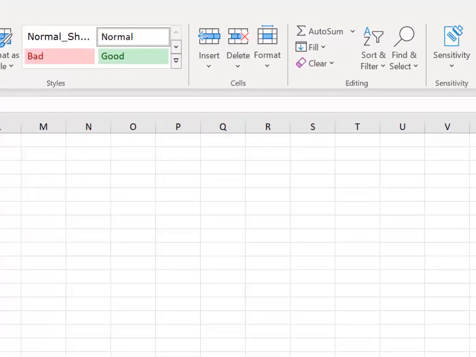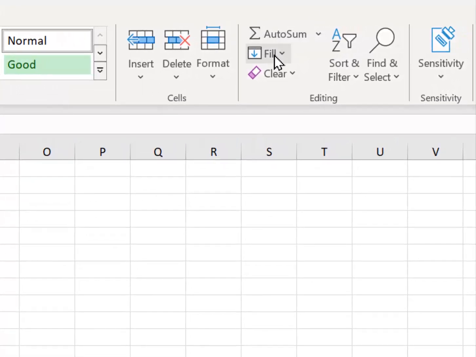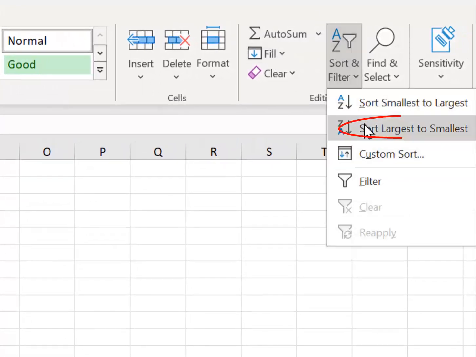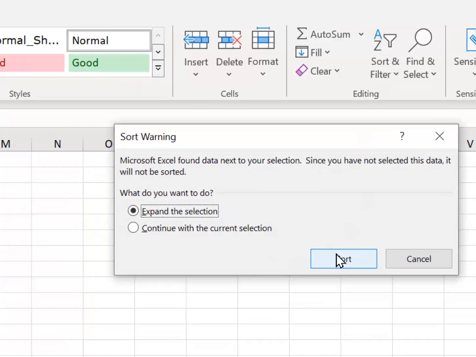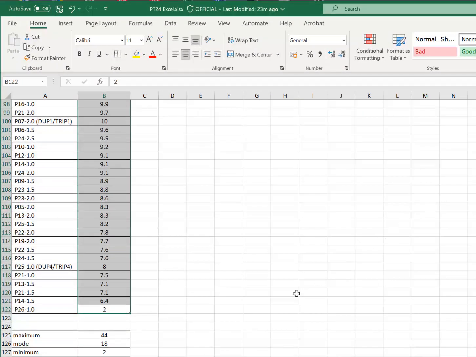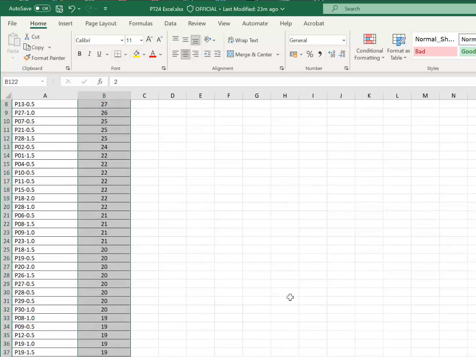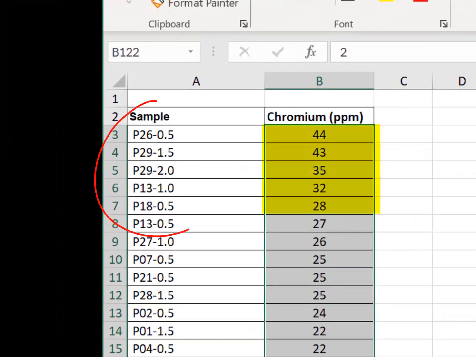Now to sort the data to find the sites with the maximum contamination. Do this by sorting largest to smallest, and then at the head of the list will be the 5 largest values, and these are found in the pits as indicated here.